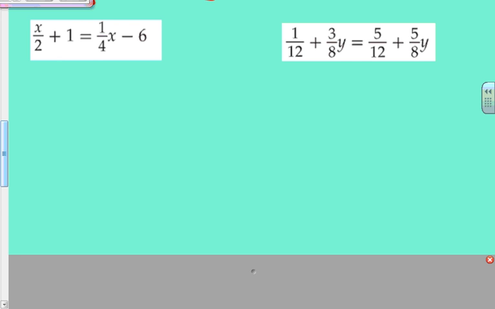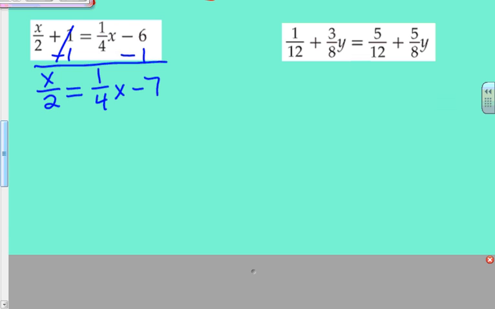When I look at this first problem, I see whole numbers that I can go ahead and move and combine. So I can get rid of my positive ones, leaving x over 2 equaling 1/4 x minus 7. And that's my first step. Now I've got some fractions. Anytime you have a denominator, try to get rid of it. One thing I see that's easy here is I'm going to multiply both sides by the 2, the x that's being divided by 2 here.